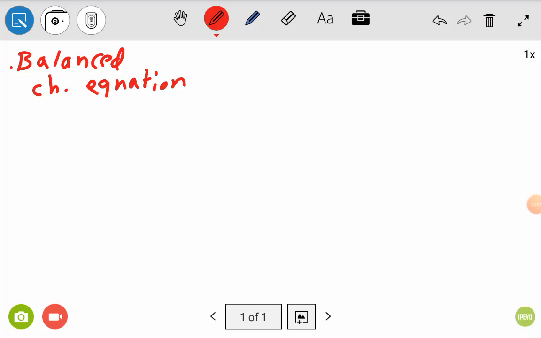Now we are going to learn how to write a balanced chemical equation. The lesson today discusses how to write a balanced chemical equation. First of all, we are going to use a simple example relating to the sodium and chlorine atom. Then later we are going to take the advanced part that talks about methane gas and oxygen gas, which is on page 251.